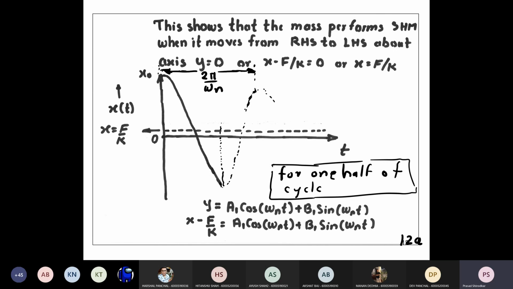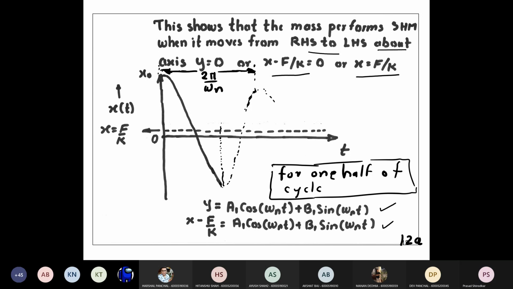All right. So what does this show? This mass performs simple harmonic motion when it moves from the right-hand side to the left-hand side about the axis y equal to 0, or x minus F by k equal to 0, or x equal to F by k. So that is for one half of the cycle; these are the equations. Any questions regarding this? Is everything clear? Is the first half of the cycle completely understood? If you have any questions, please ask.